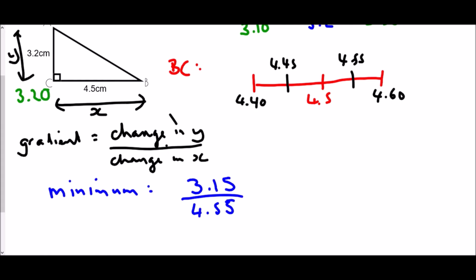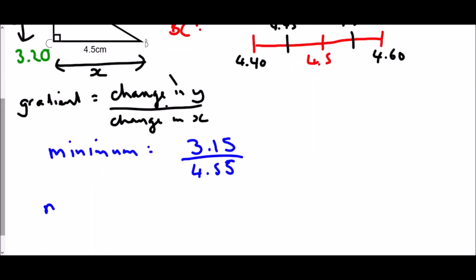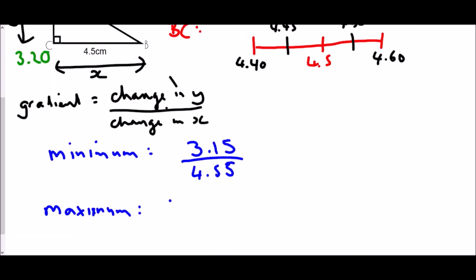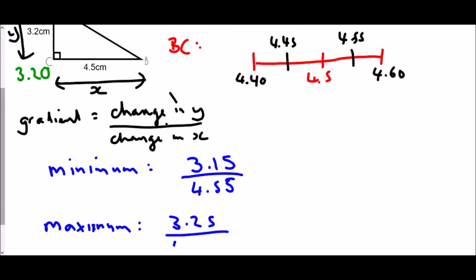If I wanted to find the maximum, I would need to think about something slightly different. In this case, for the maximum, I would need to have the largest possible change in y, and that was 3.25. And that would need to be divided by the smallest possible number, because if I divide by a small number, I will get a larger answer, and so 4.45. All I then need to do is work out what each of those answers is.